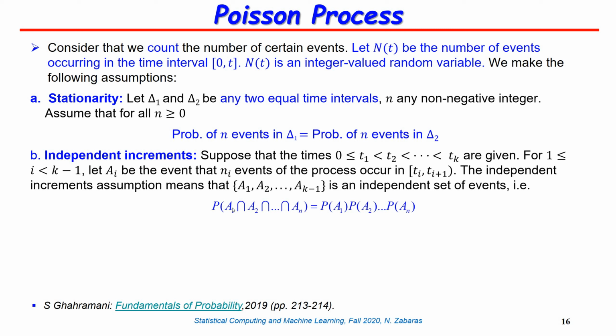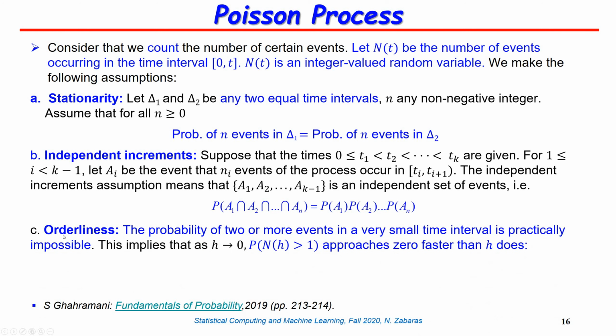Then we have another fundamental assumption to derive the Poisson process, and this assumption goes by the name negligible probability of coincidence, if you like, or as Garamani calls it in the textbook, orderliness. Basically it says that the probability of having two or more events in a very small time interval is very tiny. So let me repeat again. The probability of observing more than one event in a very small time interval is practically 0.